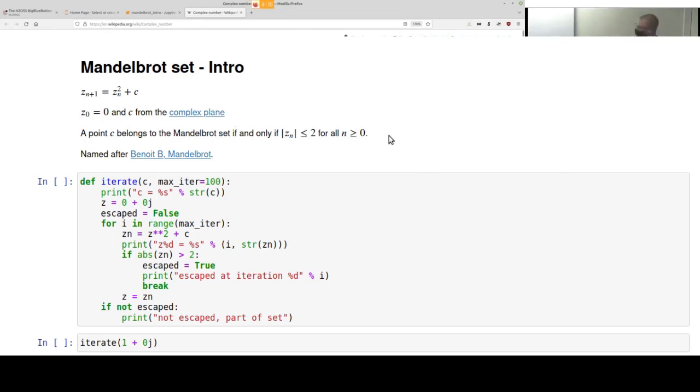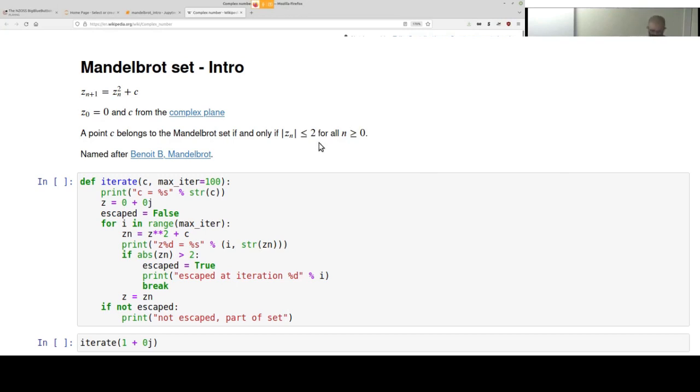Whether a point C belongs to the Mandelbrot set depends on whether, through the iterations, Zn always stays below 2, or at maximum 2, in distance from the origin for all iterations. If that's the case, then we accept it as part of the Mandelbrot set. Otherwise, it's part of the escape set, and we can color it differently.